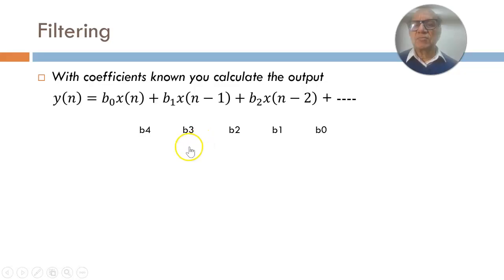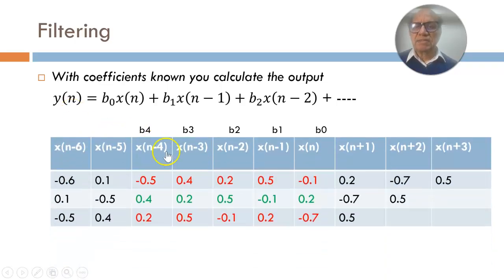So let us assume that our order of the filter is 4, or the number of coefficients is n plus 1, that is 4 plus 1, that is 5. So B0, B1, B2, B3, B4. So we'll just demonstrate how the calculation proceeds as you calculate one sample value for the output and then the next sample value and so on. So to illustrate this, we have written this table down.